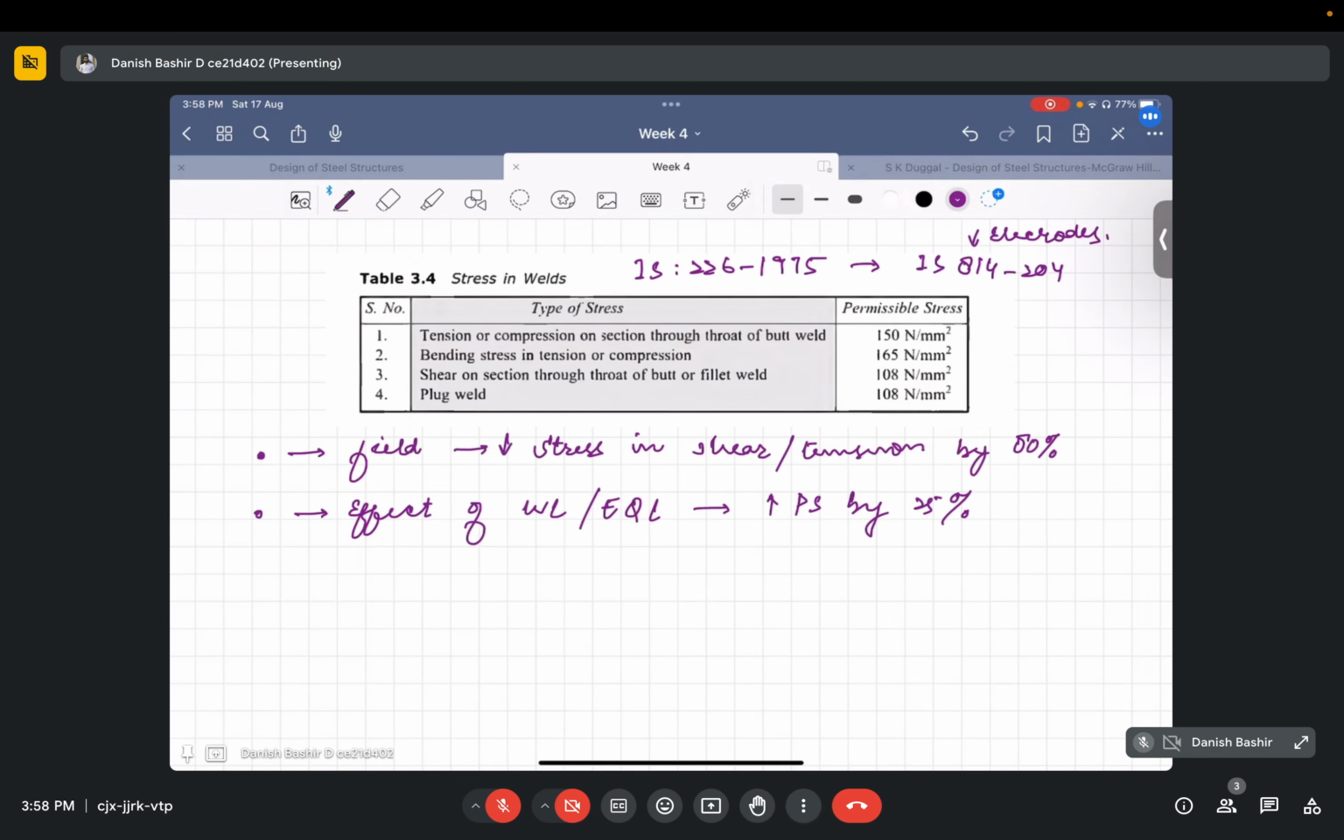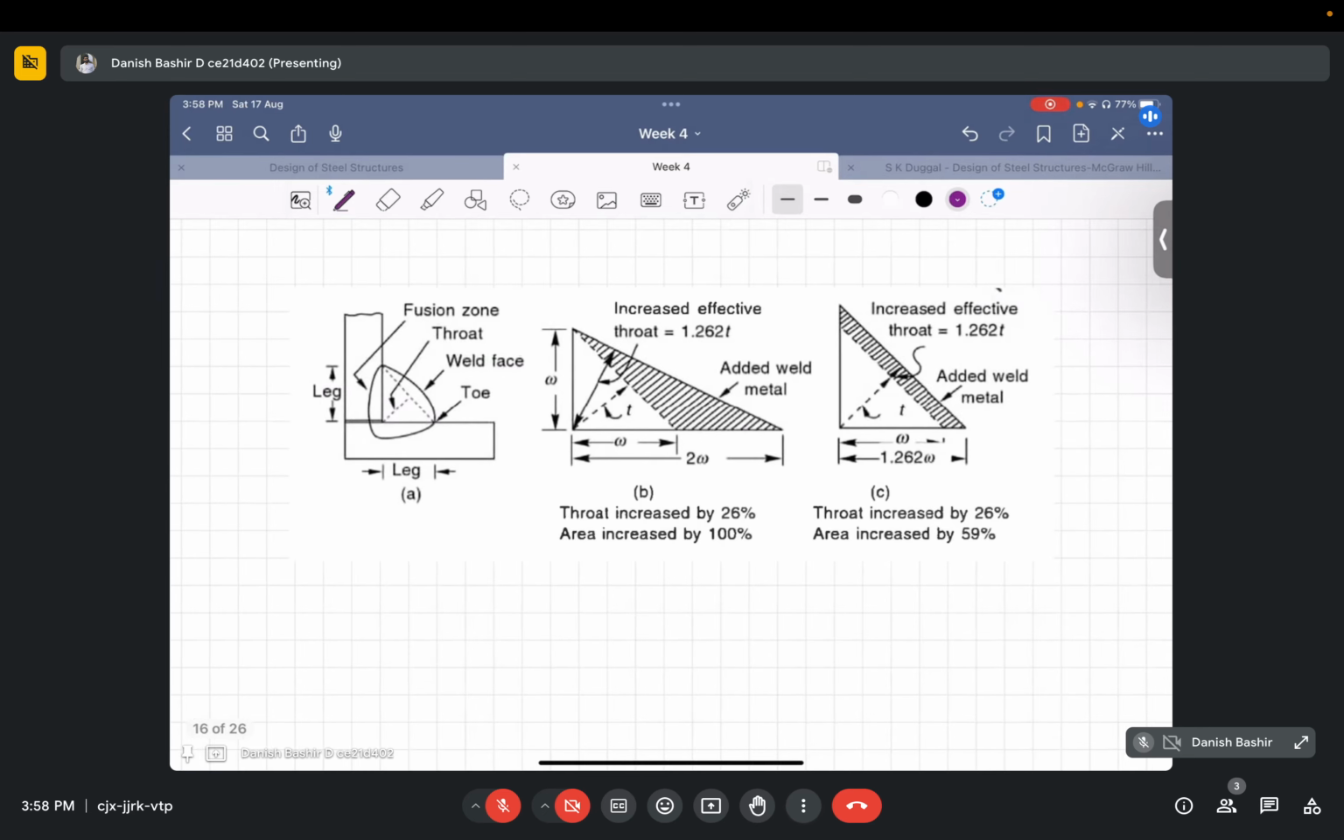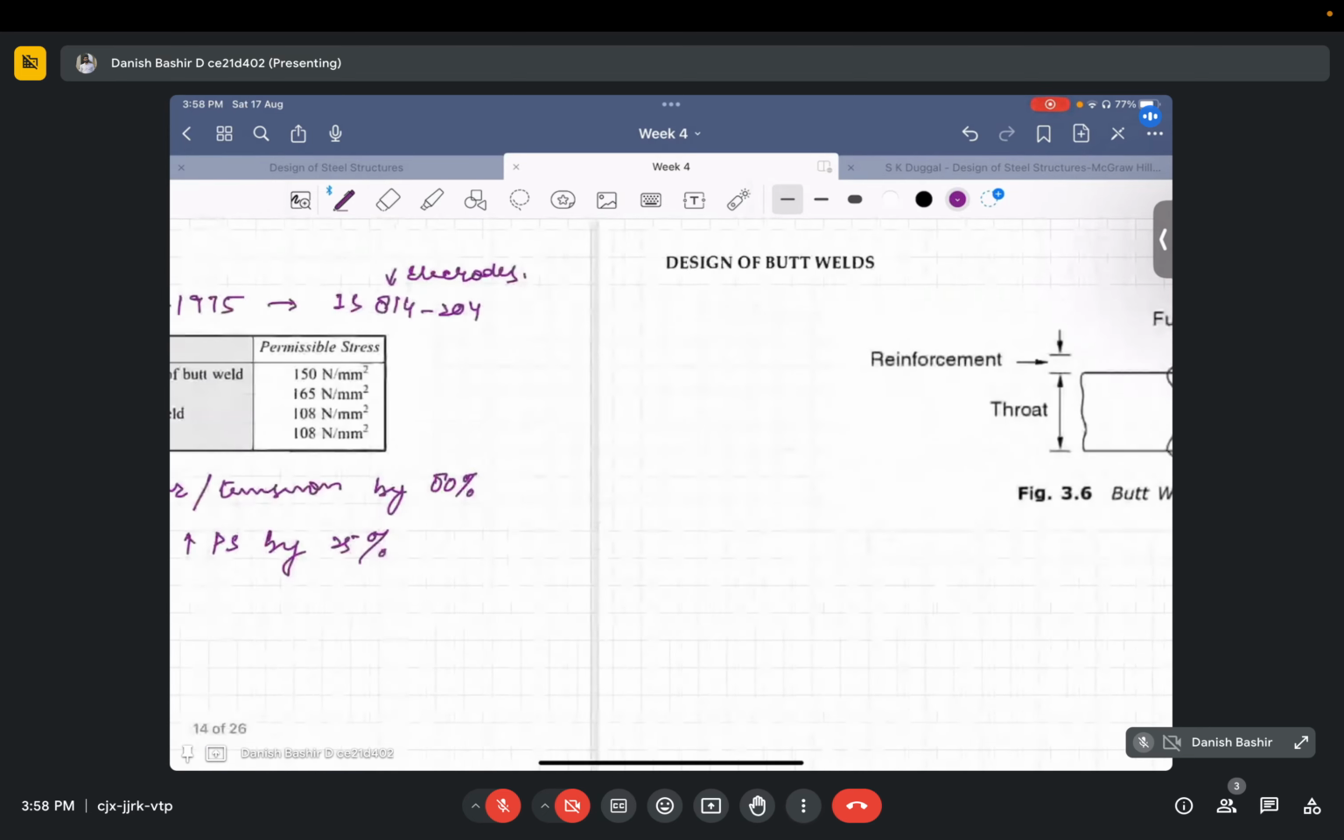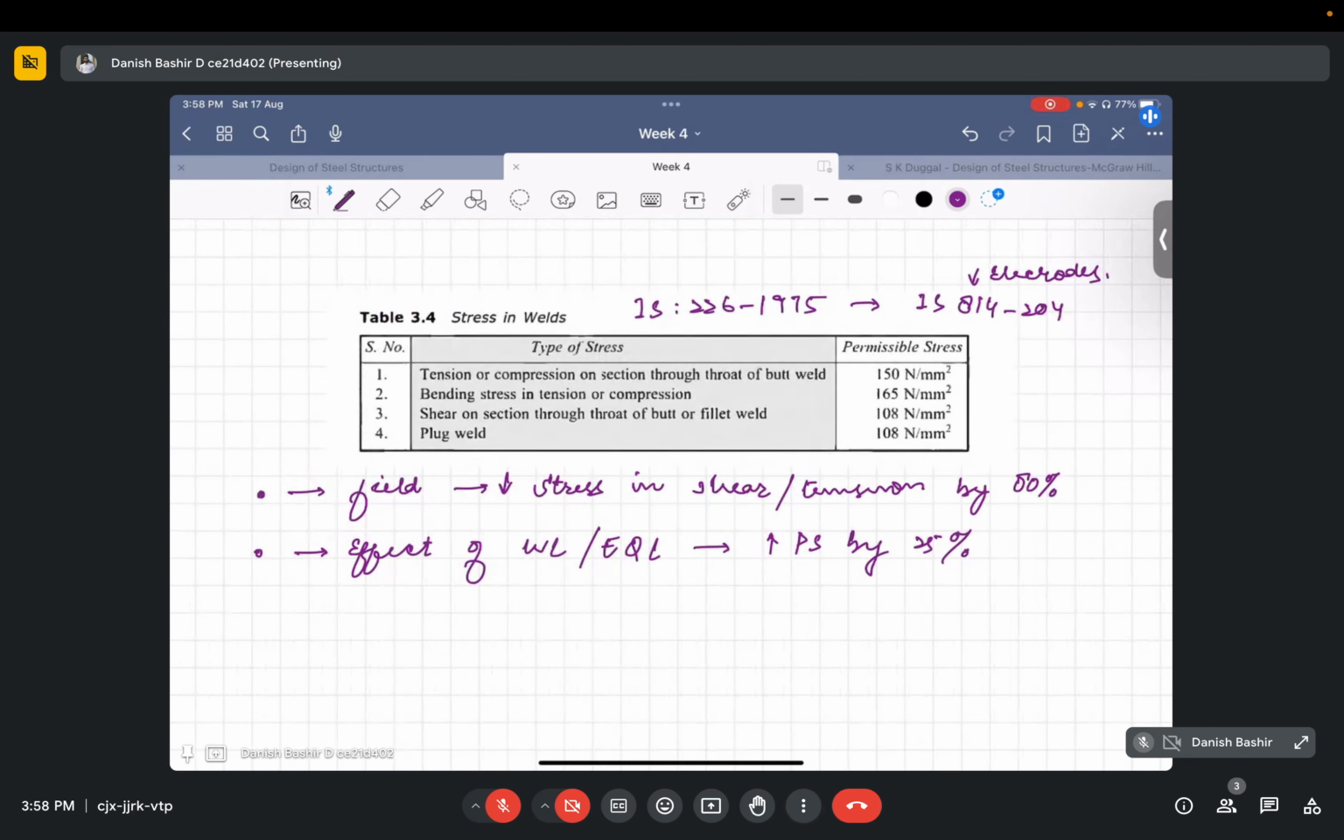Then there is one more important topic, design of butt weld. I think we can do the design of fillet weld as well as design of butt weld in the next class, and we will solve a numerical problem regarding this in the next class as well. So welding will be completed in the next class, and after that we will take up compression members also. Thank you everyone for joining the session.